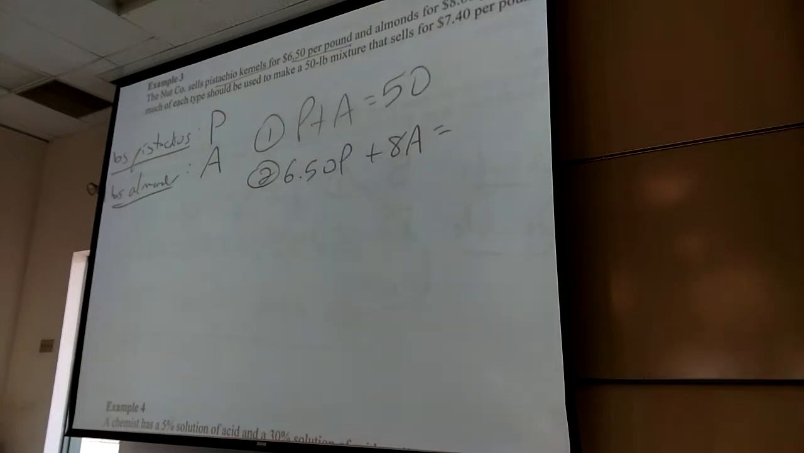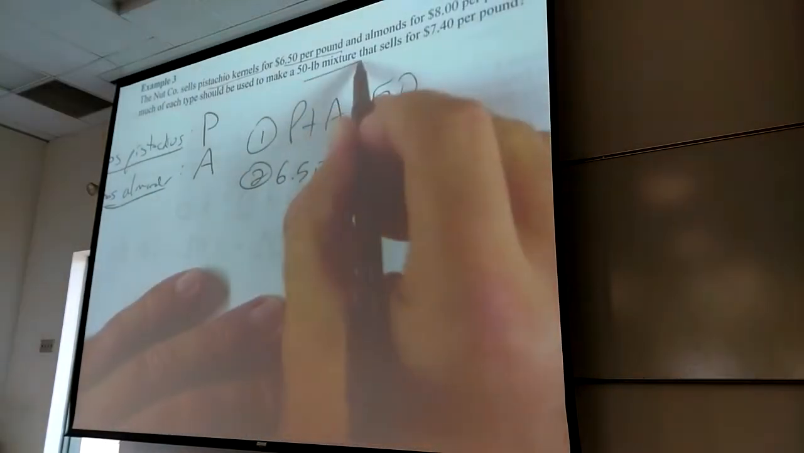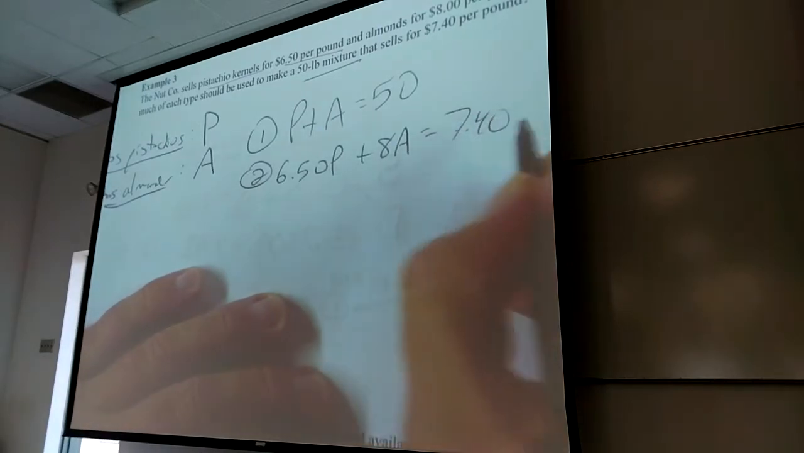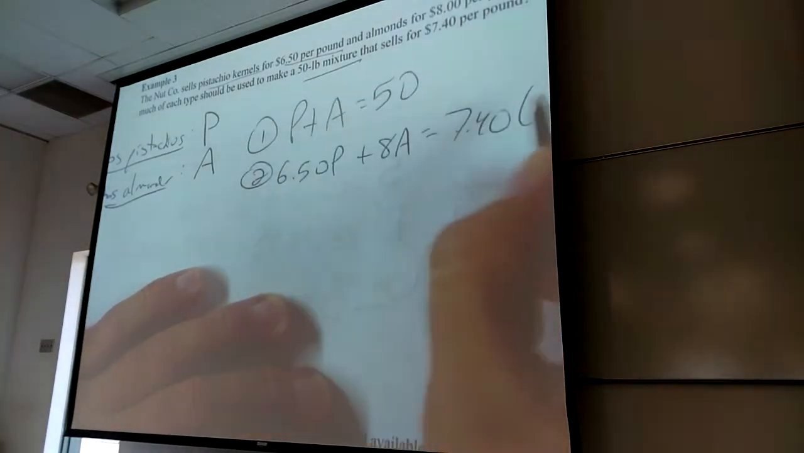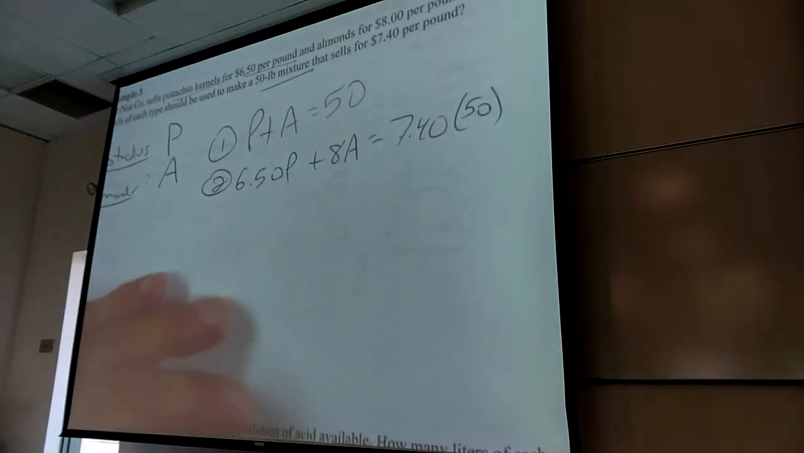I mean, really break this down. Isn't each element of this equation money per pound times number of pounds plus money per pound times number of pounds? Look at it. Isn't that what it is? Yes. So the other side better be money per pound times number of pounds. So what's the money per pound at the end of the mixture? 740. And how many pounds is the mixture? 50.